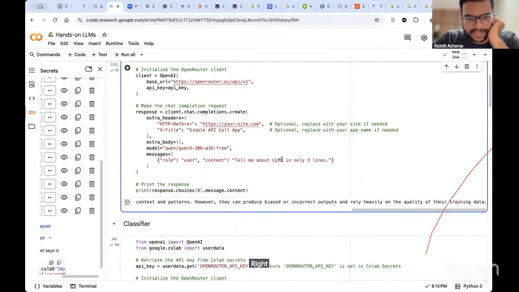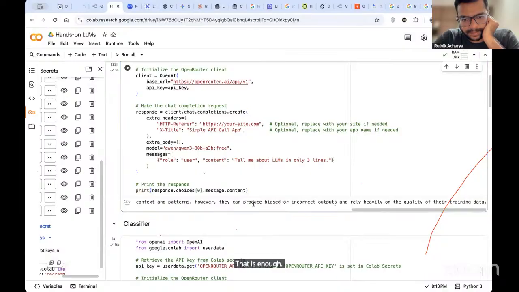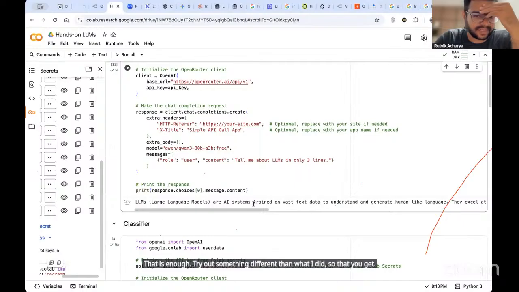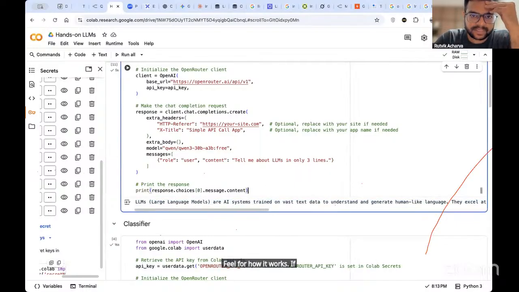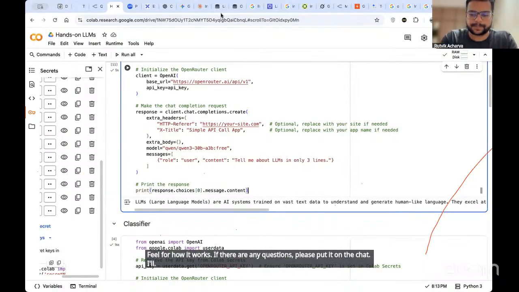I'll wait another minute or so, guys. If there are questions or any trouble that you are facing, it is straightforward. Just change this line. That is enough. Try out something different than what I did so that you get a feel for how it works. If there are any questions, please put it on the chat. I'll try and answer those.